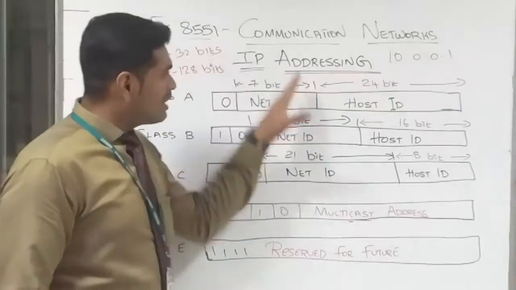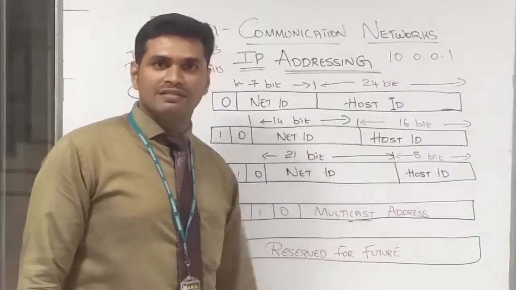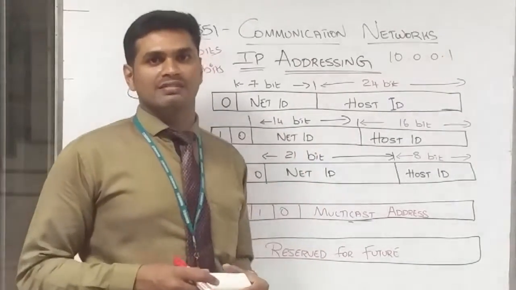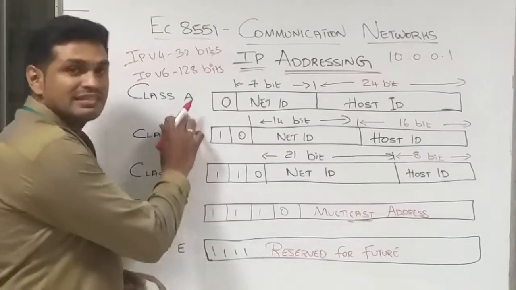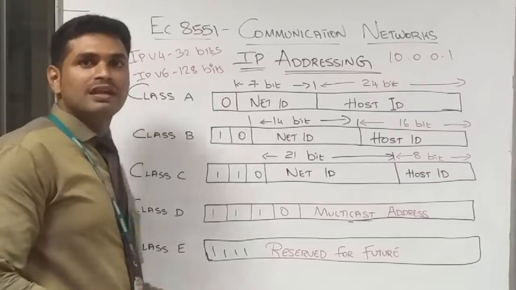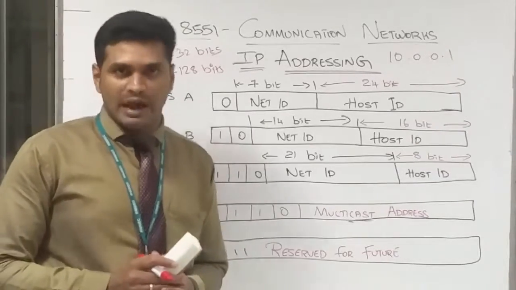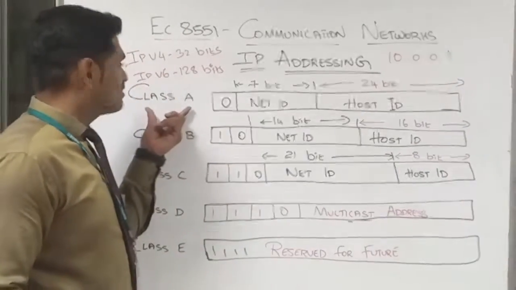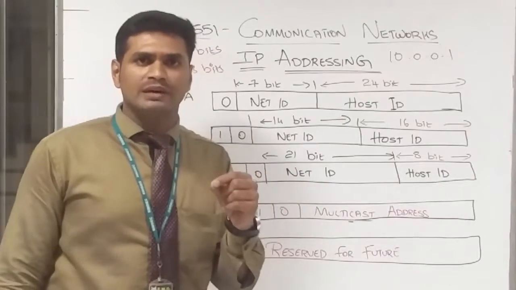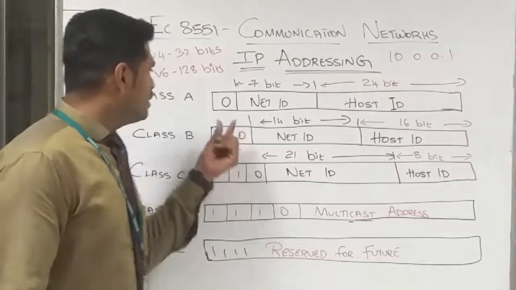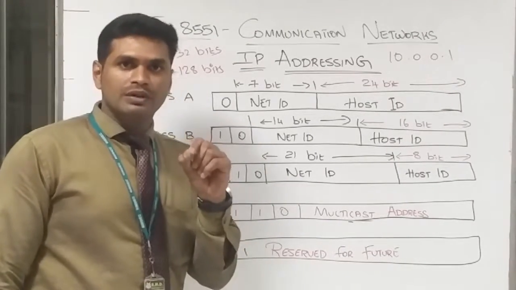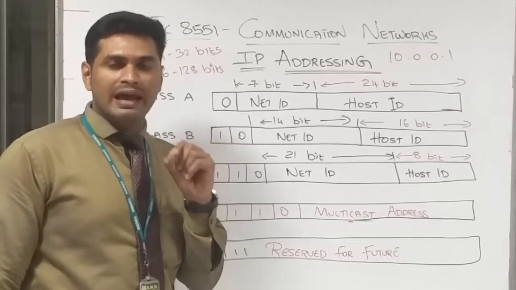This IP version 4 addressing scheme is classful addressing. It means it can be categorized into different classes: class A, class B, class C, class D, and class E. First we'll discuss class A. To identify whether a particular address belongs to class A, we need to check the very first bit. If the very first bit is equal to 0, then it belongs to class A.